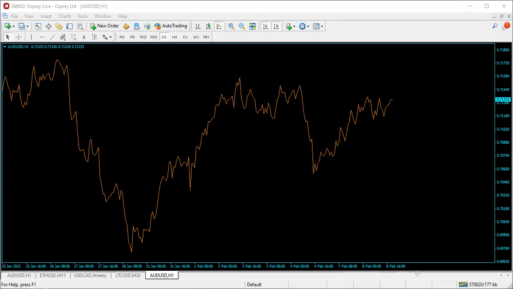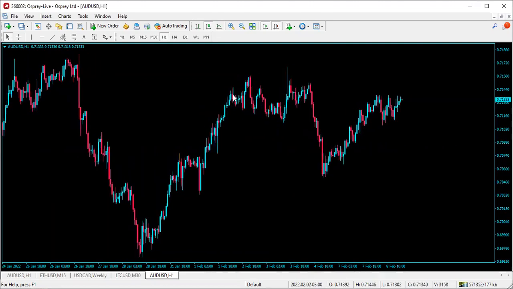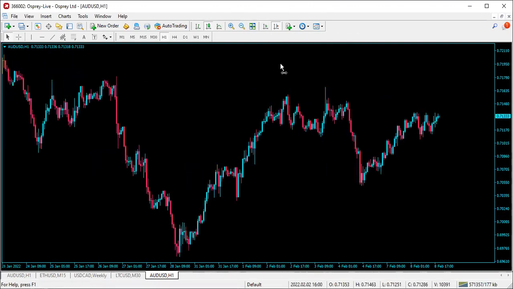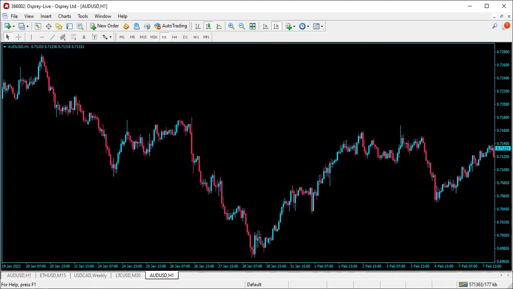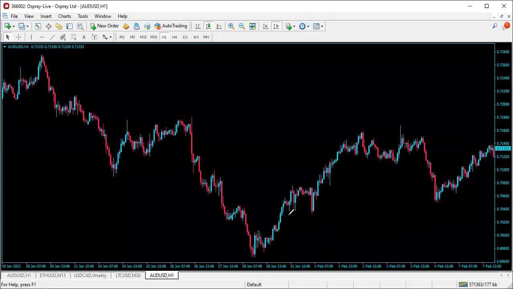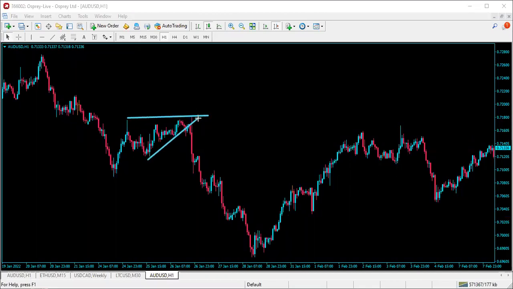Before I go, back to the candlestick chart and draw all those same patterns. There's your rising wedge. There's your head and shoulders. Your falling wedge that we just discussed is here. See how they always come to a point and then they go the opposite direction.